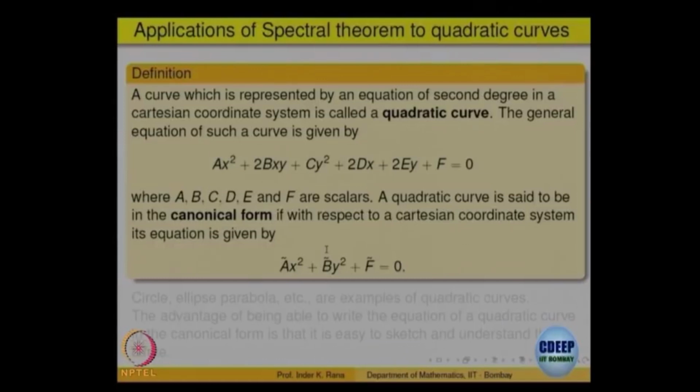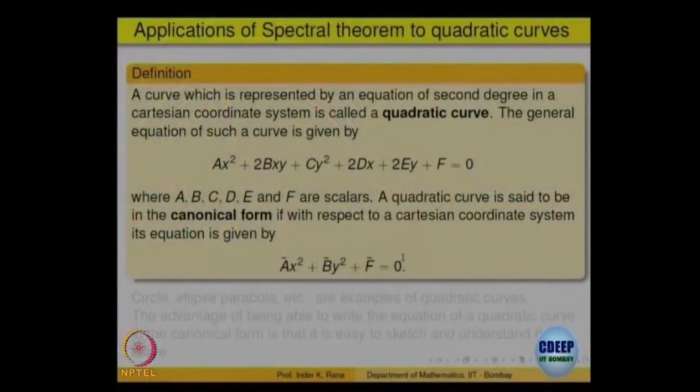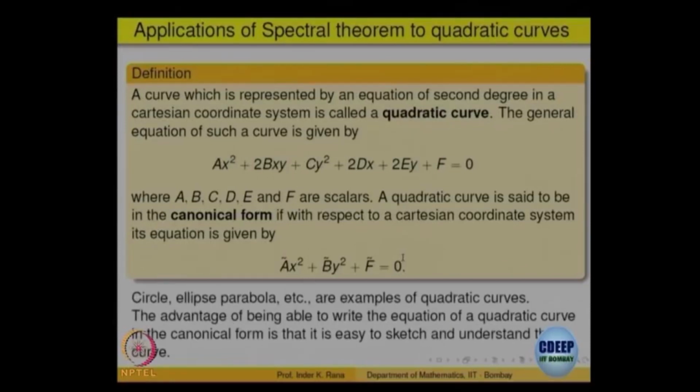So, the first step is how to bring a general equation of a quadratic curve to canonical form. Can we give some method of transforming, because then it looks slightly simpler to handle, and that is done by shift of origin. If we just shift the origin, let us do that process. It is easier to sketch and understand if the curve is given in the canonical form. So, we will see how it is done.